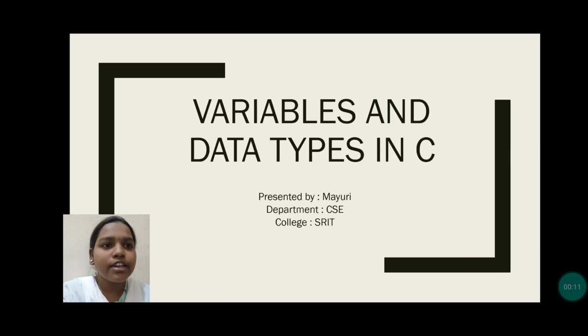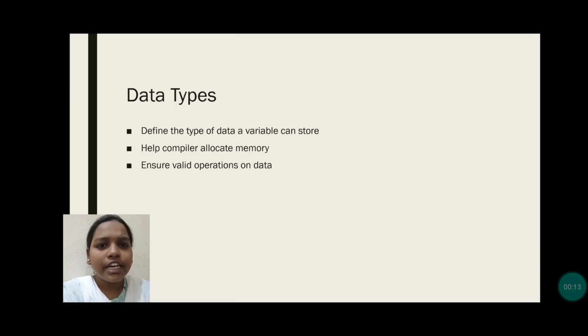First let us see what data types are. Data types represent the kind of data to be stored and the possible set of operations to be performed on the data. The programmer has to select the kind of data, and it helps the compiler to allocate memory.